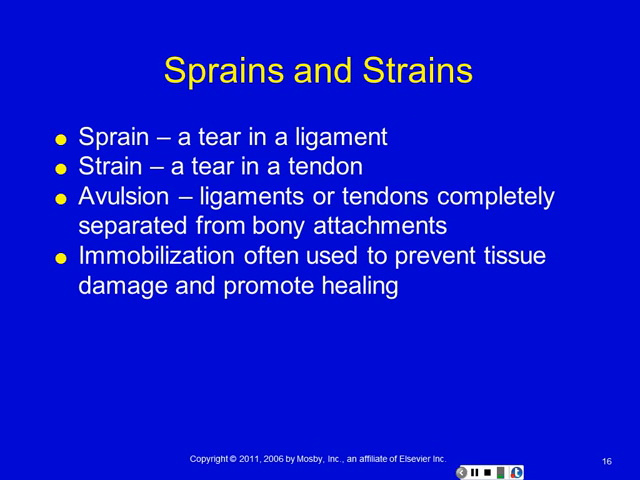A sprain, remember, ligaments attach bone to bone. Tendons attach muscle to bone. So a muscle strain is a tear in a tendon, and a sprained ankle is a tear in a ligament. Now, it doesn't have to be a complete tear. It can be just a partial tear, because a complete tear is what we call an avulsion. So this is where a ligament or a tendon has been completely pulled off the bone.